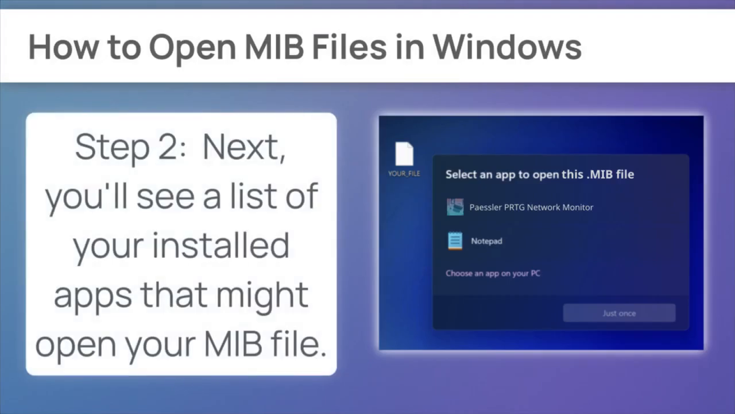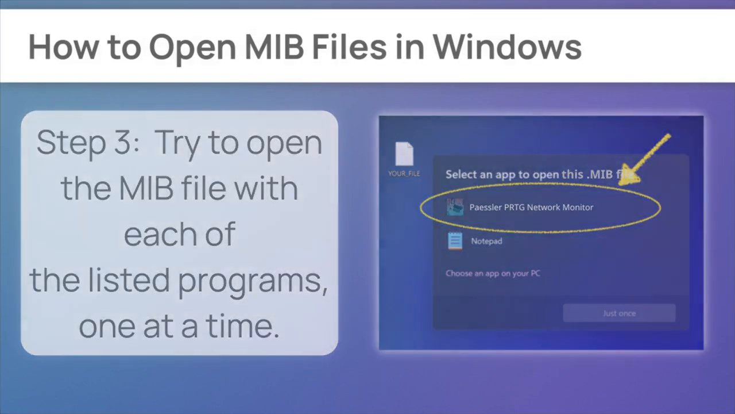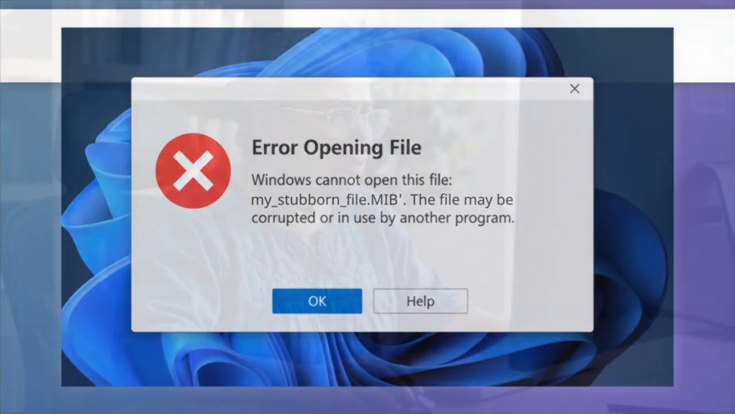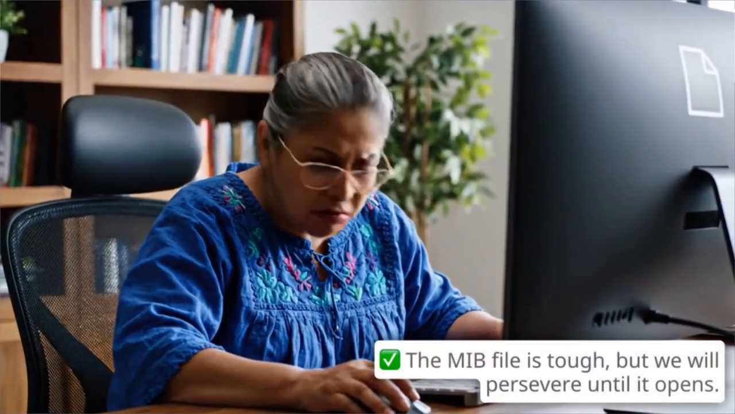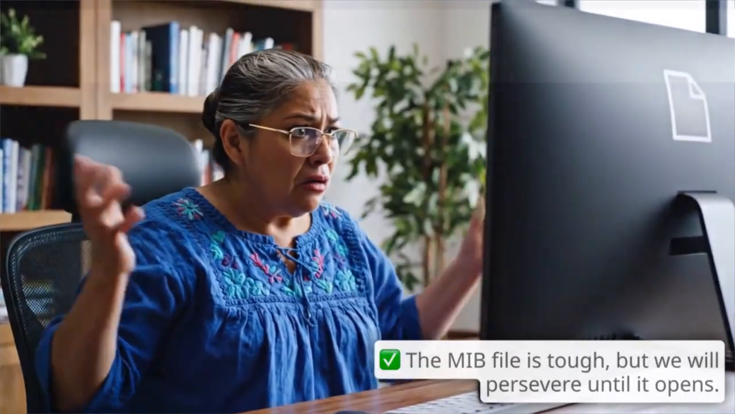Right-click the MIB file and click Open With. Test Paessler PRTG Network Monitor if present. If it is unavailable, select another program. We need to check every option. When a MIB file fails to open, it is usually for a basic reason. The easy part is over. Now for the detailed inspection, let's run through these 3 necessary troubleshooting checks right now.